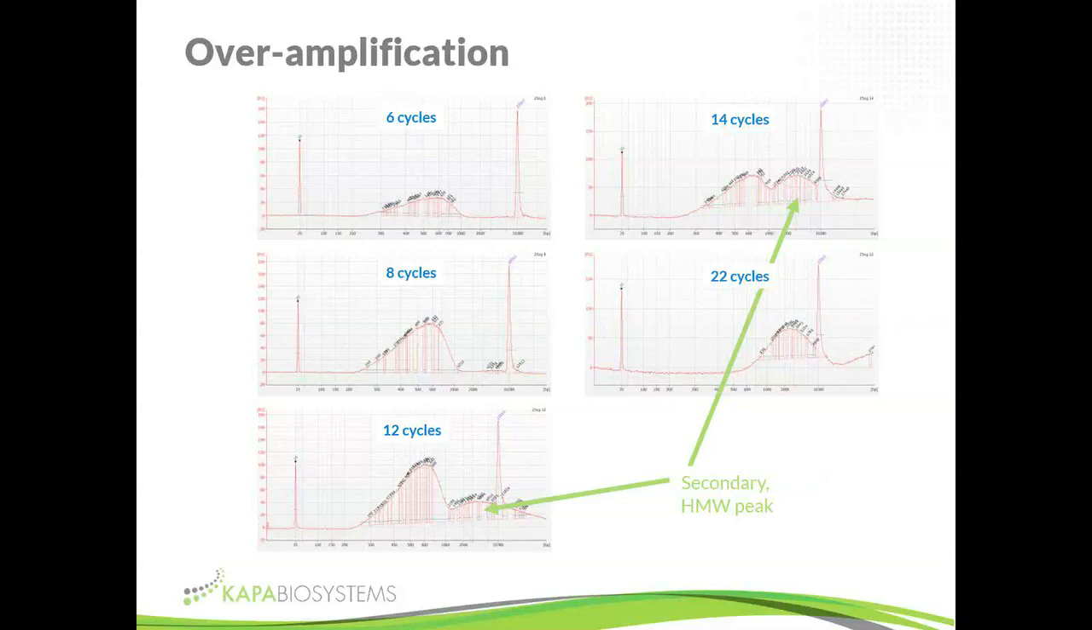So over-amplification is not a huge deal, apart from the fact that it makes your PCR less efficient, because if you run out of primer, you can't synthesize more DNA, you're just cycling through and creating a mess. And it also makes quantification really complicated.